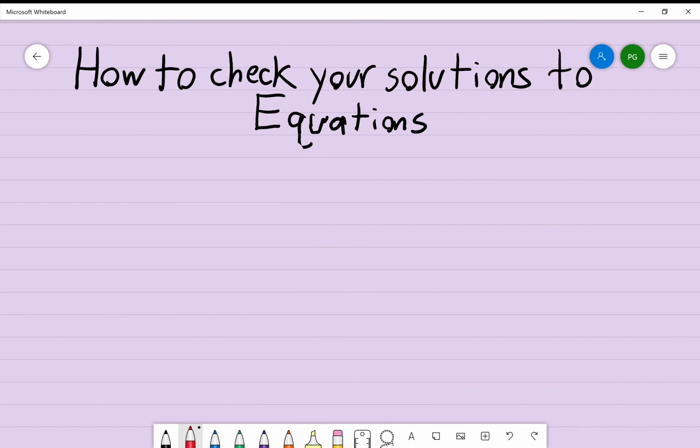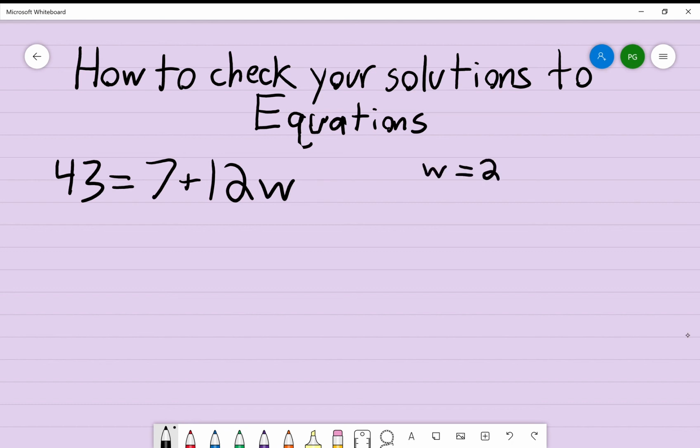Okay, so let's say I tell you, here's an equation. 43 equals 7 plus 12w, and I tell you the w can either be 2 or w can be 3. And I tell you, hey, solve it for me. Okay, well, let's plug it back into the equation. Let's take the easiest way to do it. First of all, let me draw my balance there. Okay, let's try w equals 2 first.